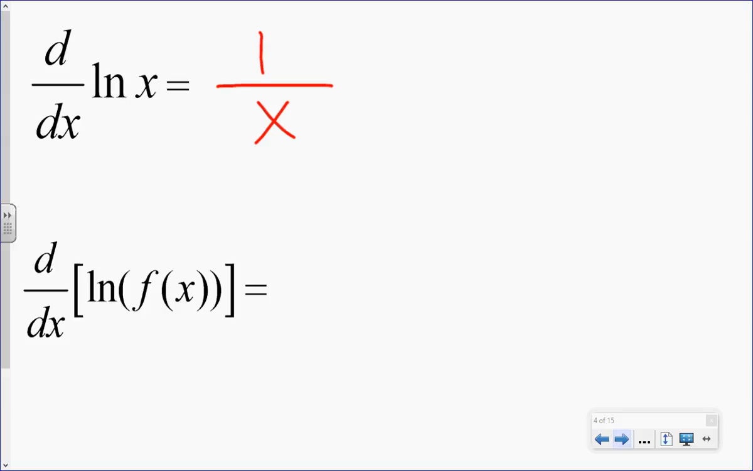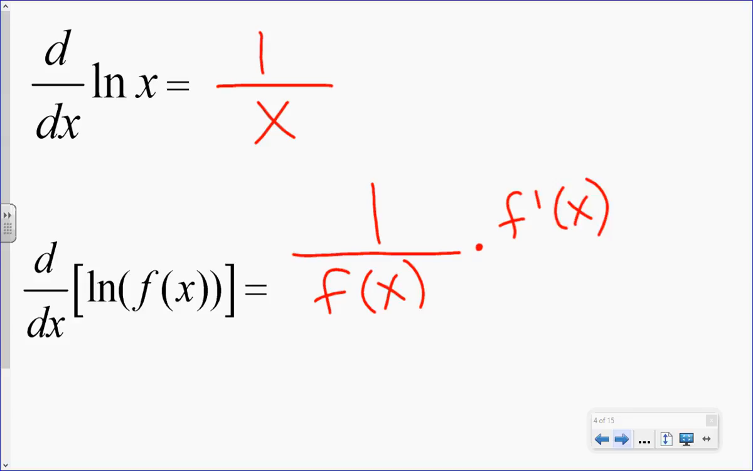So now let's write this one. What if we have a function inside of the natural log, which more times than not, you will. So if we have the derivative of the natural log of f of x, okay, let's use our chain rule knowledge. The derivative of natural log is 1 over x. So in this case, it's going to be 1 over whatever's inside, in this case, f. And then what do we have to do? Multiply by the derivative. Yes, it is.